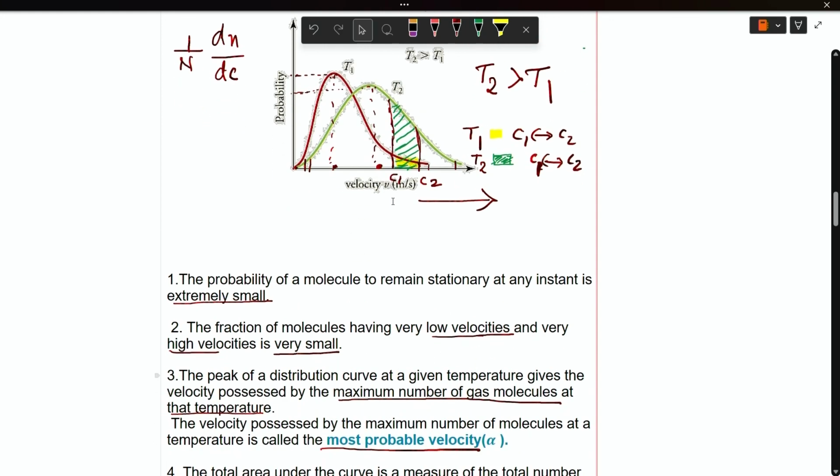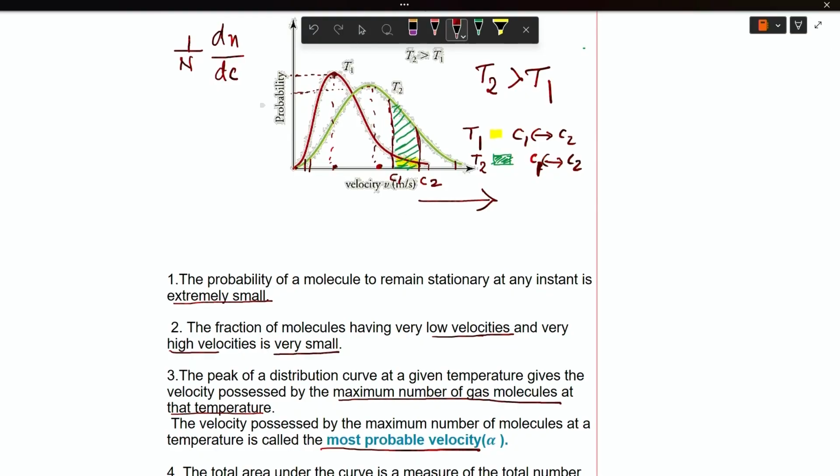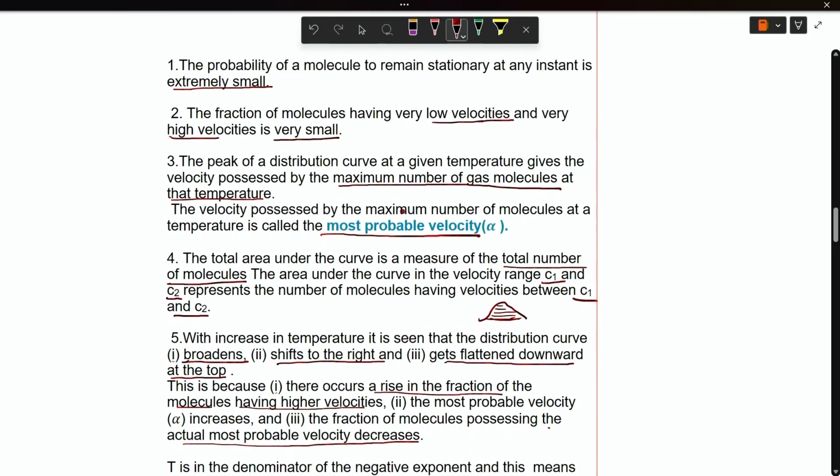Now, when we explain the effect of temperature on molecular velocities, the points to be noted are: the probability of a molecule which remains stationary is very low. Then molecules possessing very low velocity and very high velocities are also very small in number. The peak of the distribution curve gives the velocity possessed by the maximum number of molecules, which is known as alpha or most probable velocity. The definition is: velocity possessed by the maximum number of molecules at a particular temperature is known as most probable velocity, denoted by the Greek letter alpha.